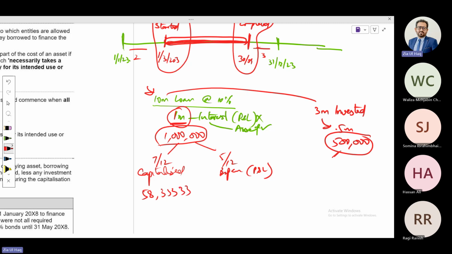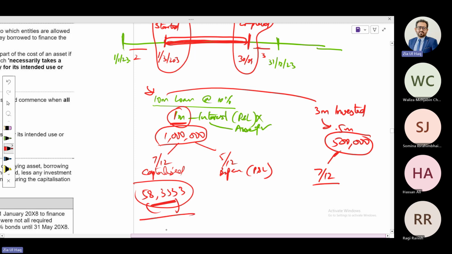Four threes or five threes? Four threes. So this is the amount that we need to capitalize. And if we have generated any income out of that loan part, that is 500,000 for the complete year, this means 7 by 12 of it should be deducted from this amount, and with the remaining amount we should capitalize in the asset cost.